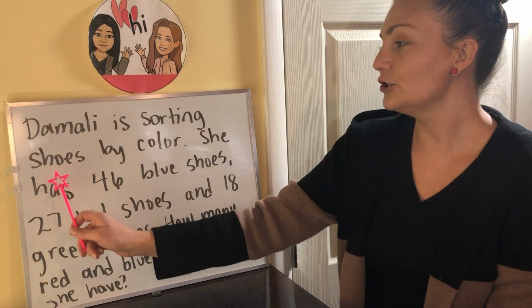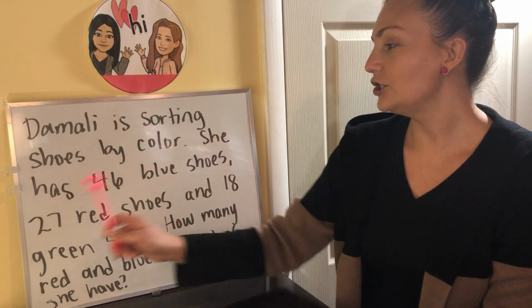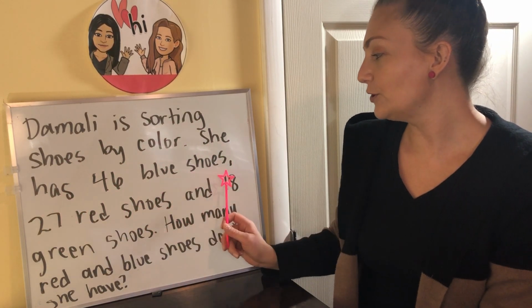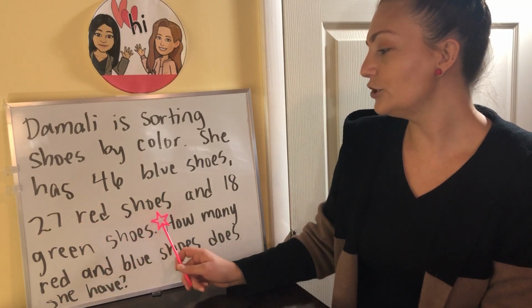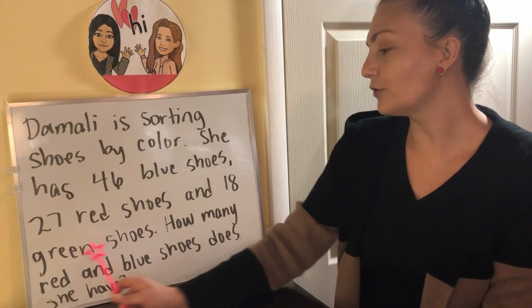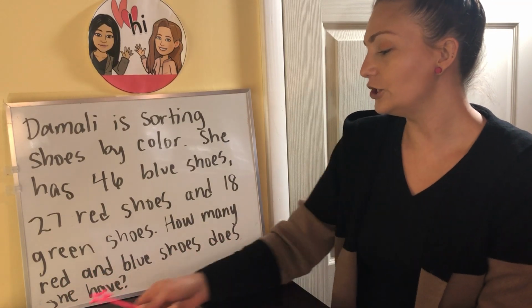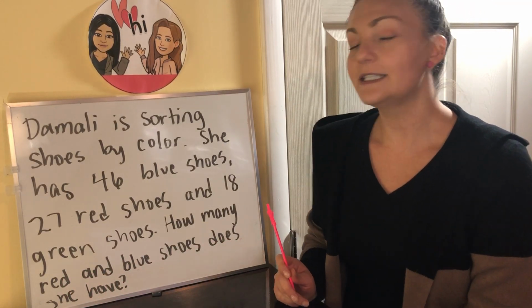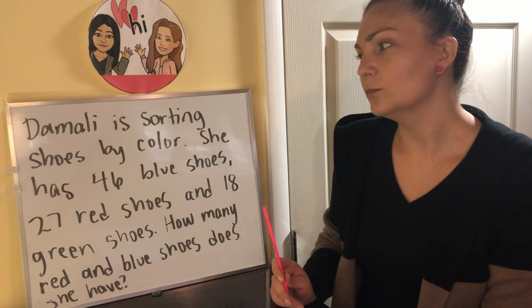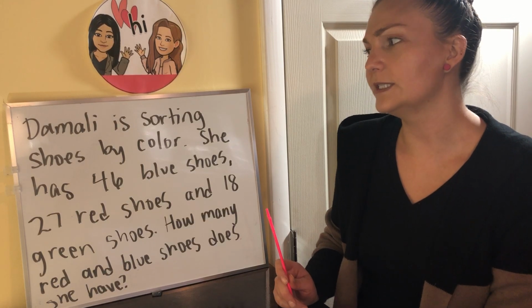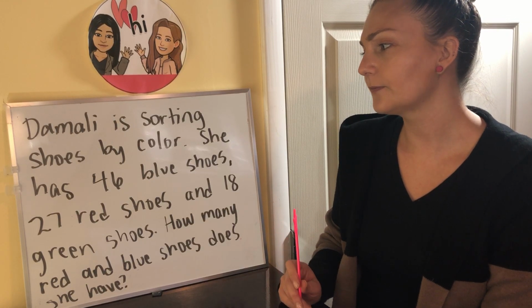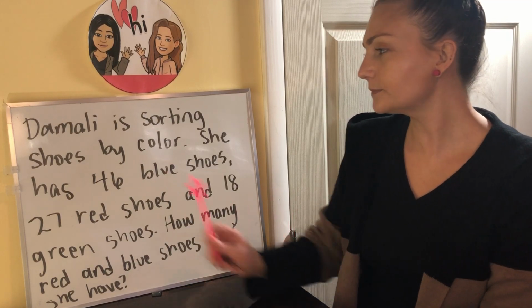Damali is sorting shoes by color. She has 46 blue shoes, 27 red shoes, and 18 green shoes. How many red and blue shoes does she have? Let's think about what the story's about. What's Damali doing? What's happening? And let's read it one more time.